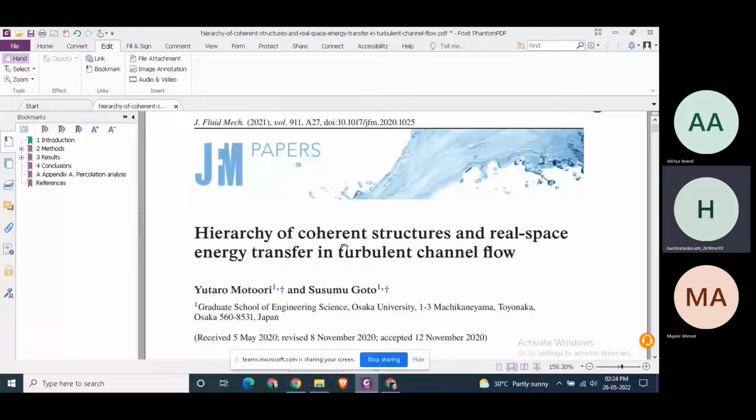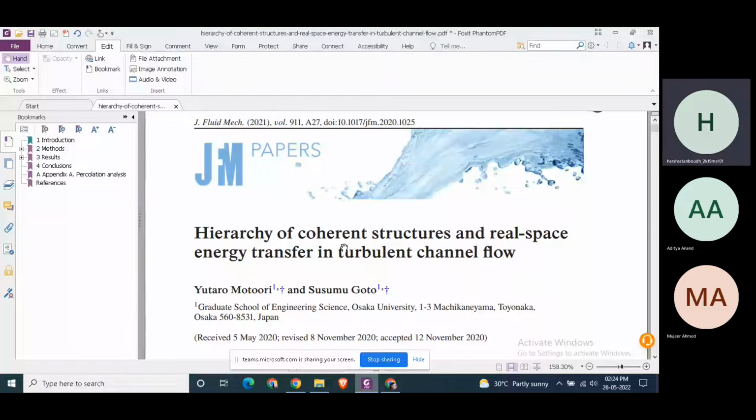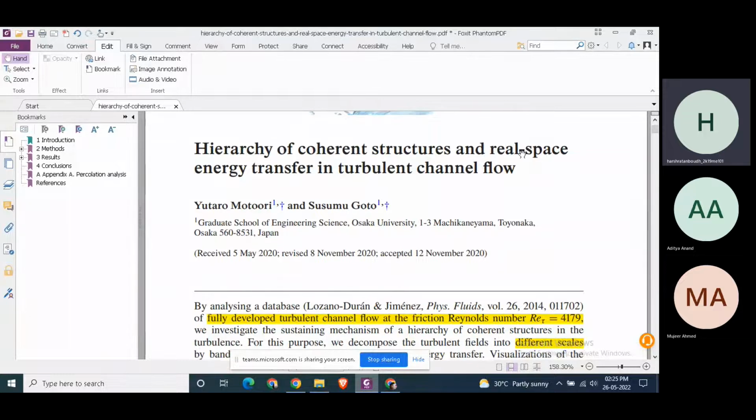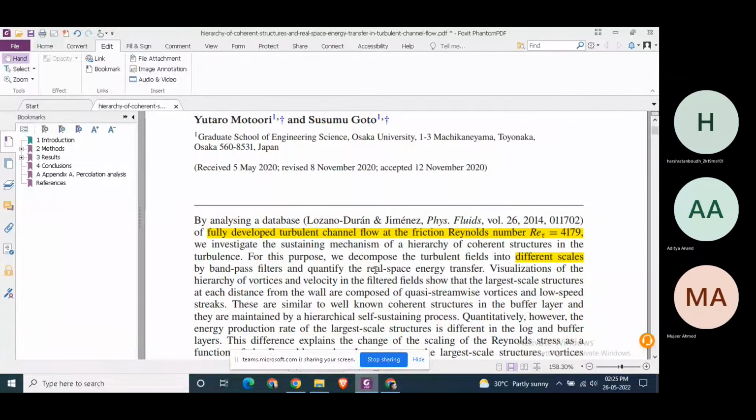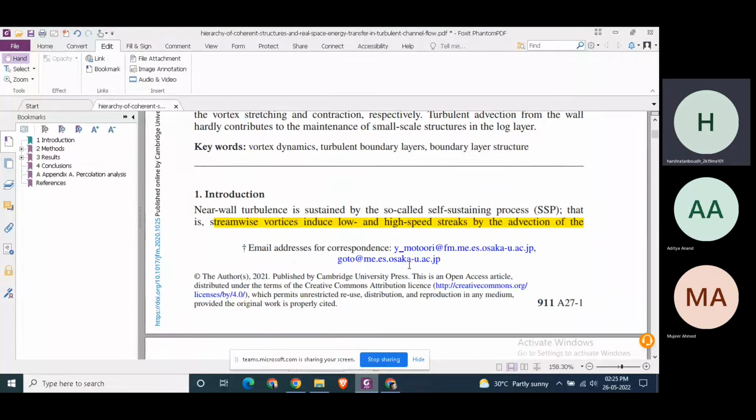This is a paper which basically tells us about energy cascading in a turbulent channel flow. Cascading is the transfer of energy from large scales to small scales, basically large eddies to small eddies. They have done it in real space. Previously, all the studies were done in spectral space, where we calculate energy with respect to some wave number. But here they have done it in real space, so we calculate the energy transfer in the X, Y, and Z spatial planes. This is the basic introduction. They have done the simulations using fully developed turbulent channel flow at a Reynolds number of 4179.